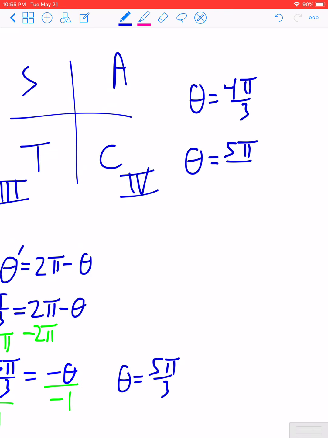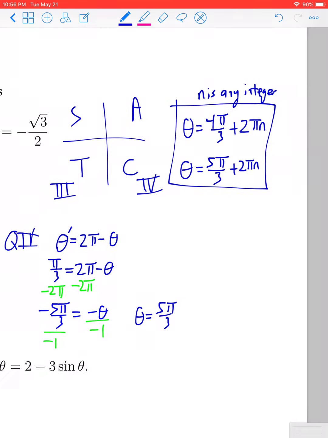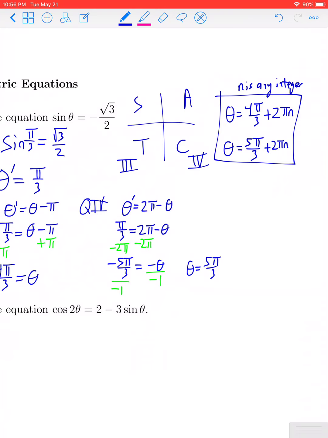But these are not the only ones. Obviously, any angle that's coterminal to those two would have the same trigonometric value and therefore would also be a solution. Therefore, all of the solutions would be given by 4 pi over 3 plus 2 pi n, where n is any integer, and similarly, 5 pi over 3 plus 2 pi n, where n is any integer. So this would be all of the solutions to the equation, the sine of theta equals negative square root of 3 over 2.